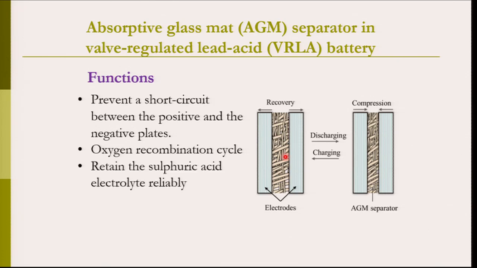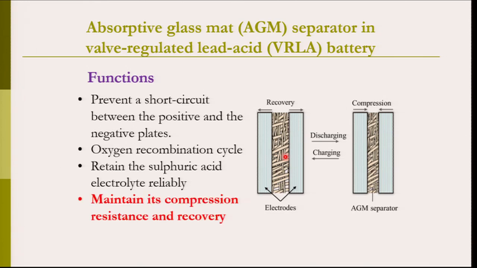But one of the most important functions of the AGM separators is to retain the sulfuric acid, or electrolyte, reliably. Because if a large amount of oxygen passes from the positive plate to the negative plate, and the amount of hydrogen is not sufficient to form water, then a large amount of gas will be produced in the battery, and there is a possibility that a thermal runaway issue can occur, which can even lead to the explosion of the battery.